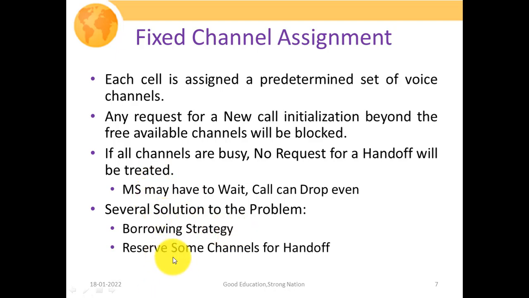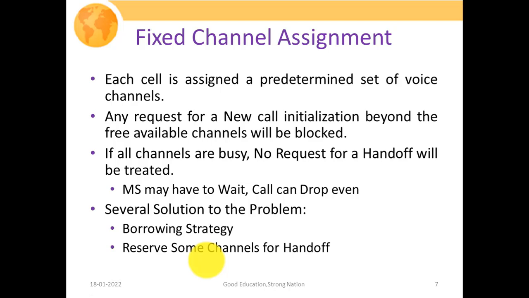And the second one is to reserve some channels for the handoff. Since we have to give extra priority to our handoff calls, in order to serve them, one strategy we can follow is to reserve some of the channels over which we will only sustain handoff calls. Just as in the example we have discussed above, where we provided 10 channels to an individual cell, suppose the criteria is that 7 channels will serve new call requests, and 3 channels will be reserved for handoff calls only.